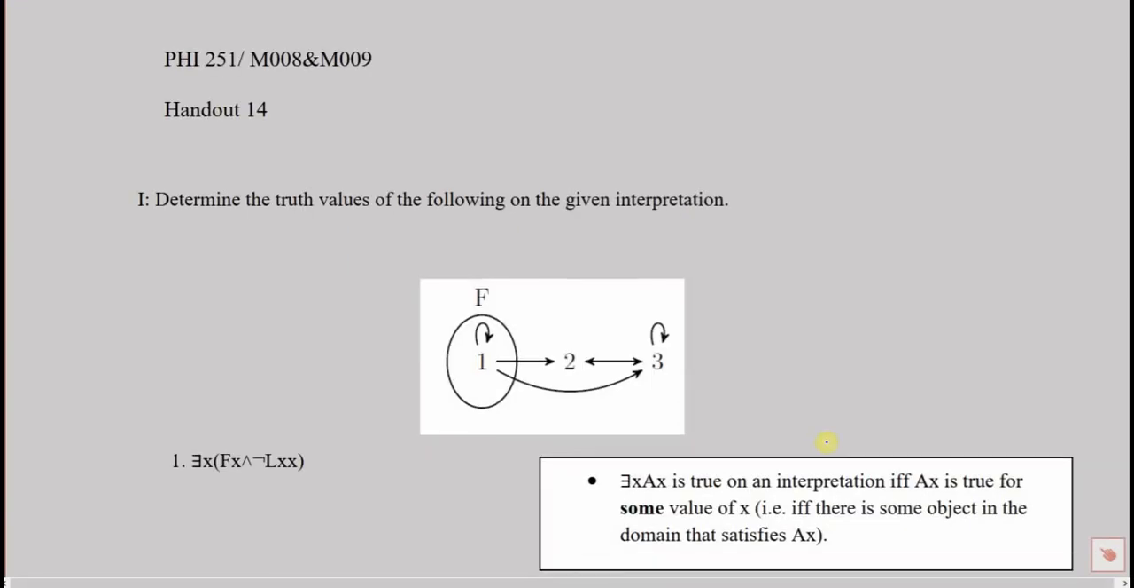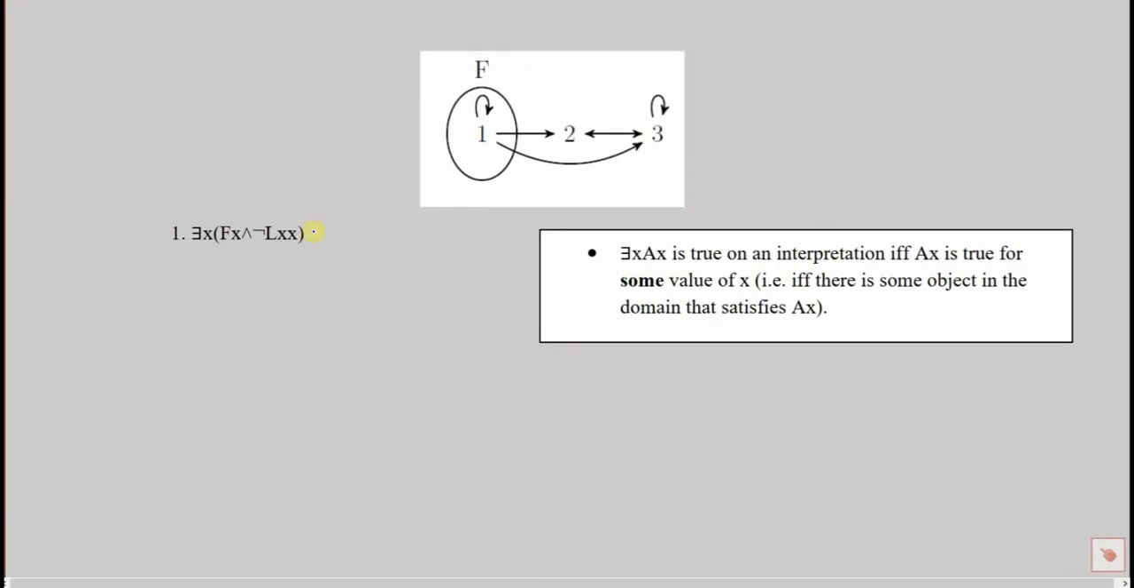Okay, so here we have this interpretation at the top, and we are asked to determine the truth value of this sentence on this interpretation. The first step is to determine what kind of sentence we are dealing with, and notice that we are dealing with an existential. We have this existential, and everything else is in the scope of the existential.